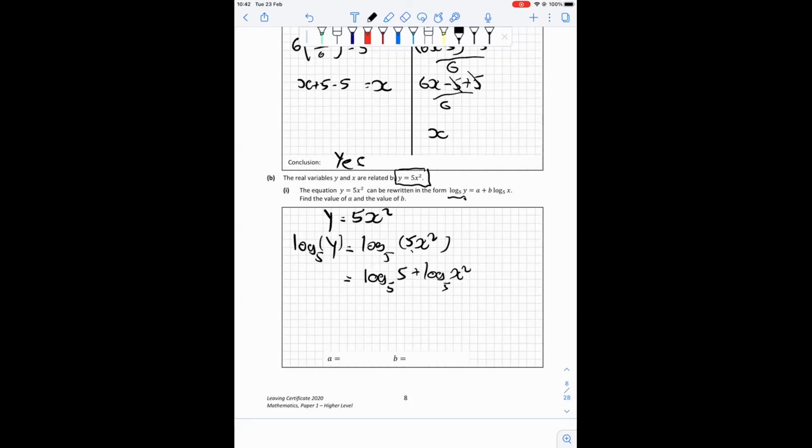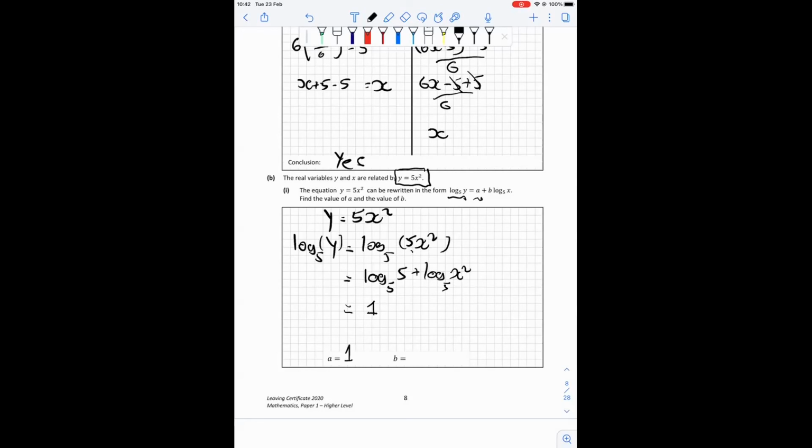And this is page 21 in the log book. The first rule of log says if you have multiplication, you can split it into adding. So I can see here log base 5 of 5. I can take my calculator if I don't know and calculate it. It is 1. So already I found my a. My a is 1 because that matches the a here.